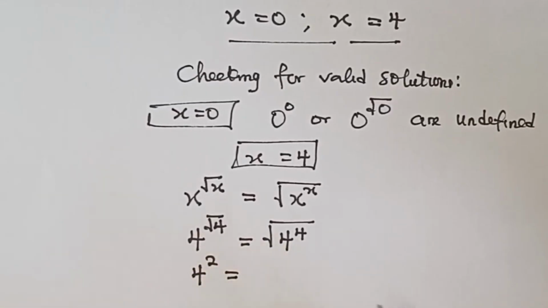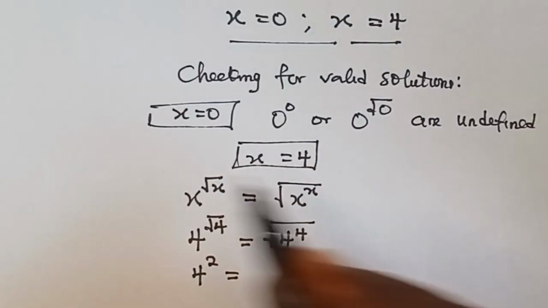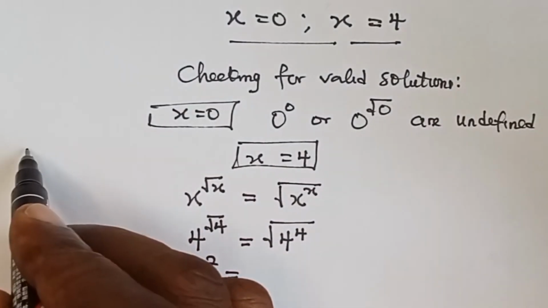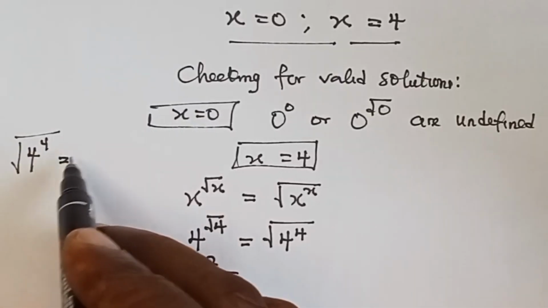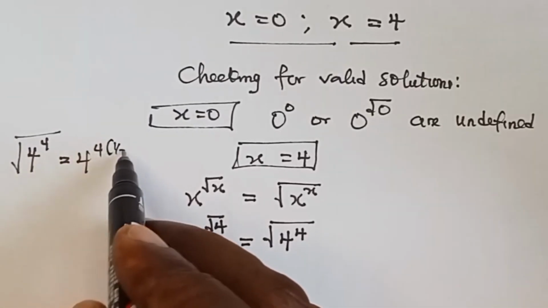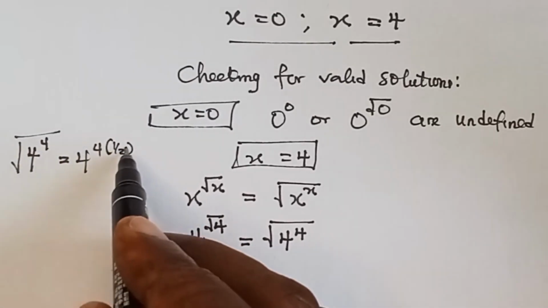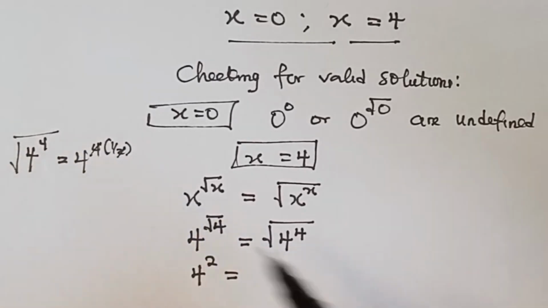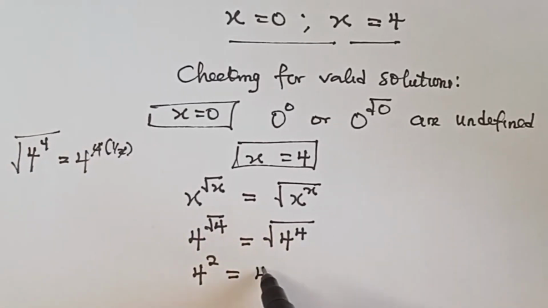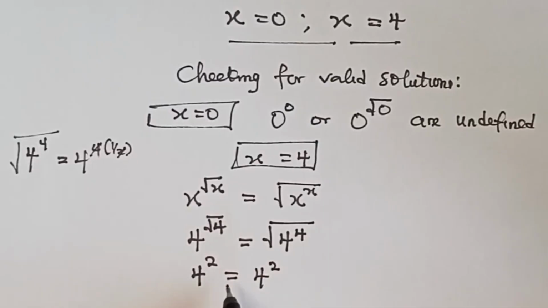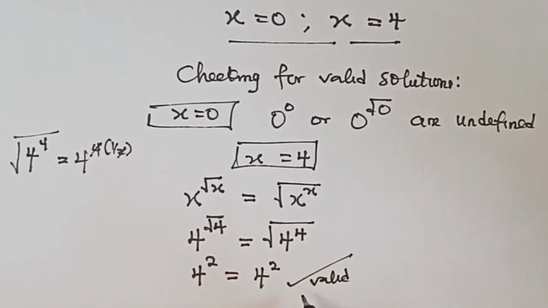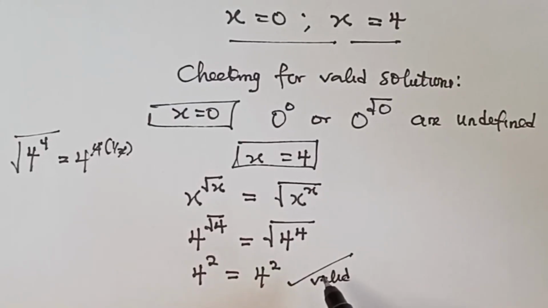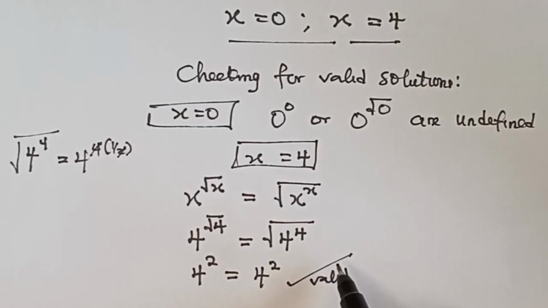Now the whole of this one will give us, if we have 4 raised to power 4, this becomes 4 raised to power 4 times 1 over 2, and then this cancels this, so it becomes 4 raised to power 2. So obviously the whole of this is also 4 raised to power 2. Right, 4 raised to power 2 equals 4 raised to power 2. This is a valid answer. That means x equals 4 is a valid answer.